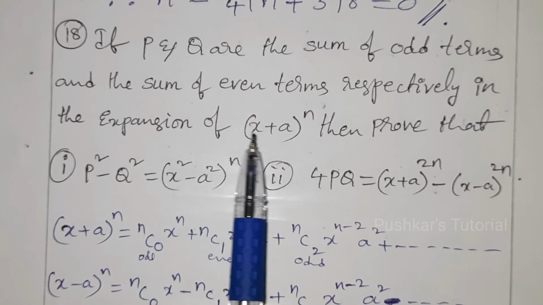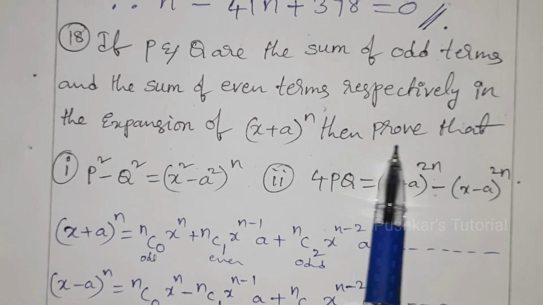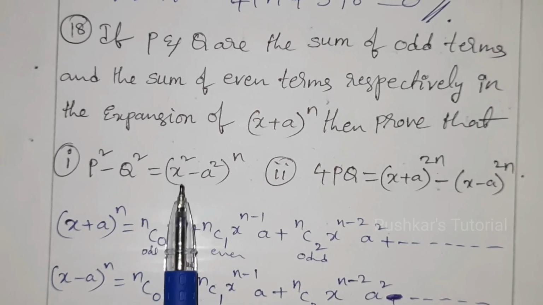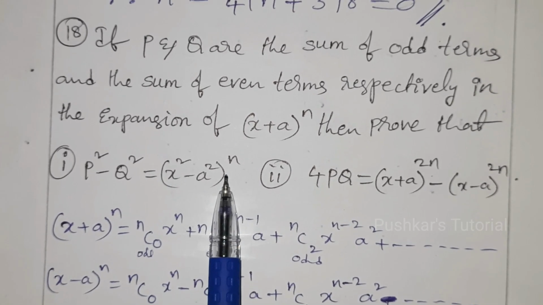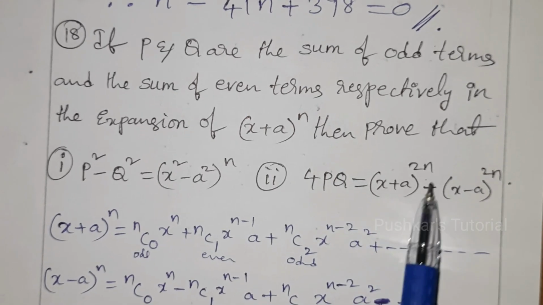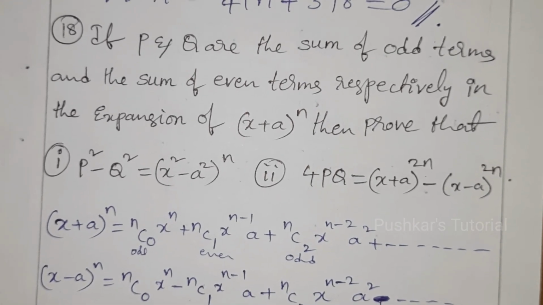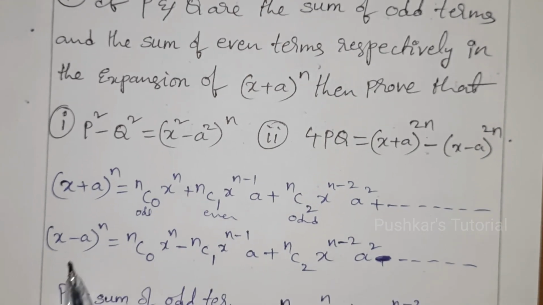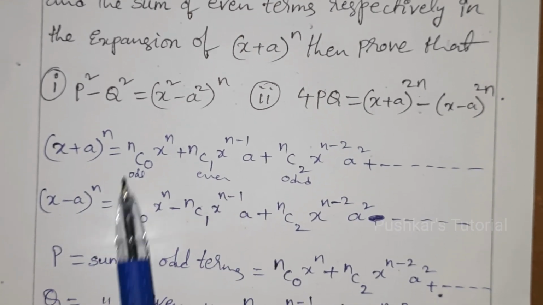If P and Q are the sum of the odd terms and the sum of the even terms respectively in the expansion of (x plus a) whole to the power of n, then prove that first bit, P square minus Q square is equal to (x square minus a square) whole to the power of n. Second bit, 4PQ is equal to (x plus a) whole to the power 2n minus (x minus a) whole to the power of 2n. So here given expansion (x plus a) whole to the power of n is equal to nC0 x power n.